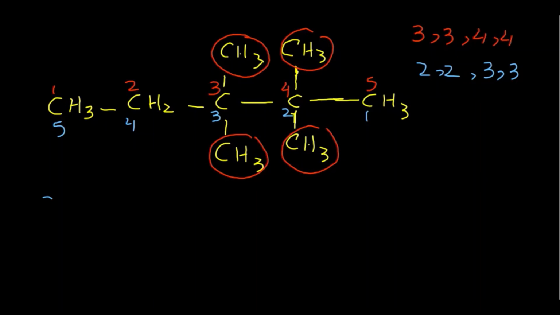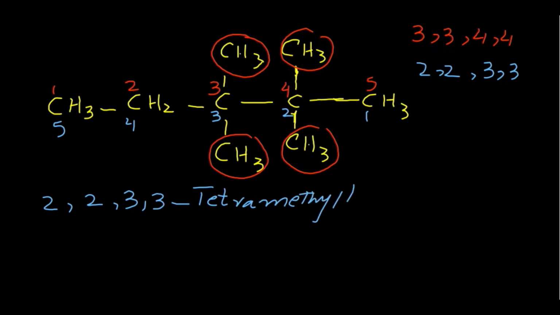We write the positions of the methyl radicals, 2, 2, 3, 3. Then we place a hyphen. 4 radicals are there, so we use the term tetra. Which radicals are there? Methyl. So tetramethyl. And the name of the parent chain is pentane. So what is the IUPAC name of this molecule? The IUPAC name of this molecule is 2,2,3,3-tetramethyl pentane. I hope this example is clear to you, students.